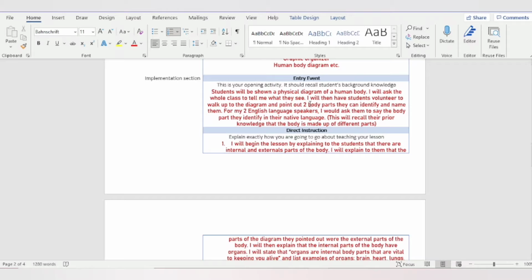So in this case, I'm testing what they already know. And their prior knowledge would be that the body is made up of different parts, because what we're doing is the human body parts. But the difference is we're going to look at the internal body parts, and they're going to point out to me the external body parts on that diagram that I brought in the class.